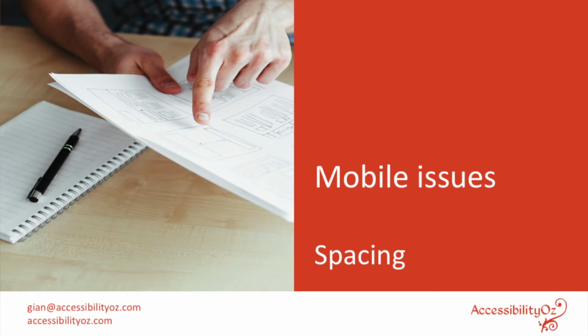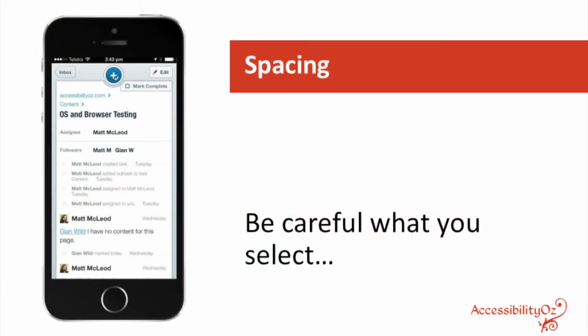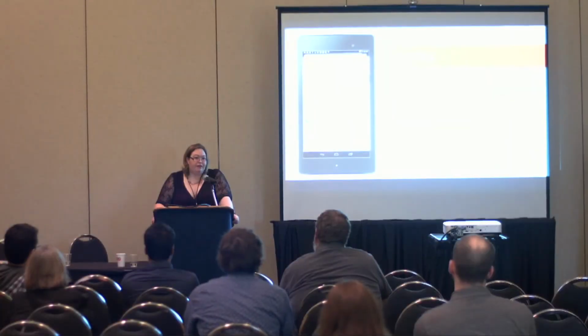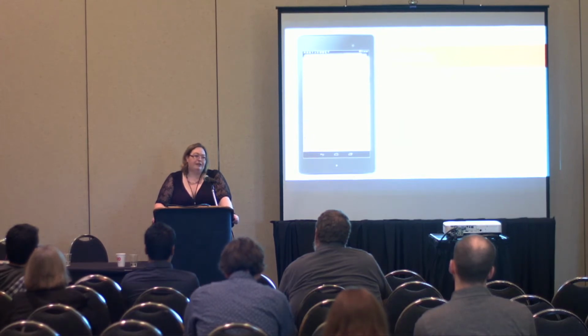So along with touch targets, there's spacing. Once again with Asana, there's an edit button in the top right-hand corner and a mark complete button also there. They're the complete opposite of each other. You do not want options that are the complete opposite right next to each other because people will accidentally hit one or the other. This is Airbnb. If you go to the website, it says, do you want to install the Airbnb app? The only way not to install is by hitting that very, very small cross in the top left-hand corner. If you hit anything else, it will install the app.